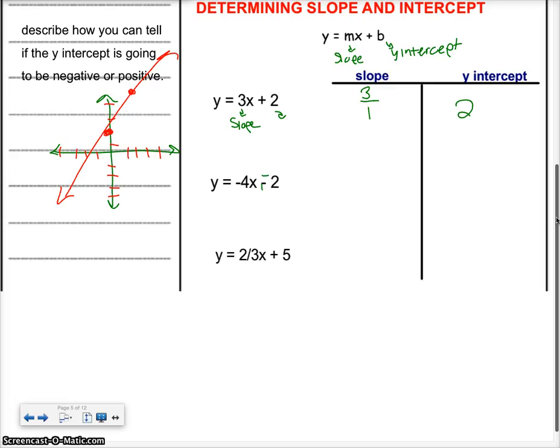Notice the plus or a negative tells you if the y-intercept is positive or negative. What is the slope of this line? What's before the x? -4. I need more than just one student interacting here. What's before my x? -4. -4 over 1. My y-intercept is after the x, so what's after the x? -2.